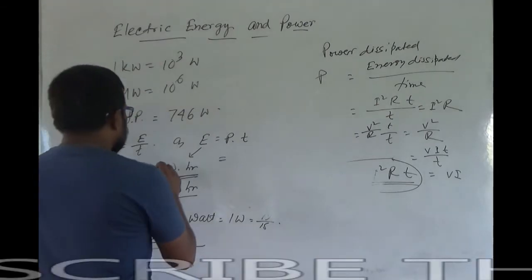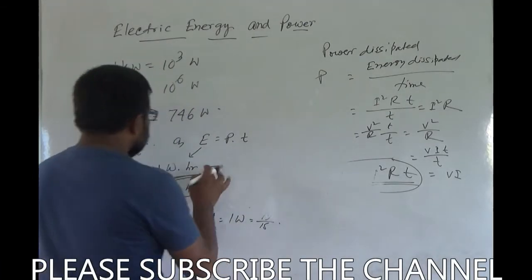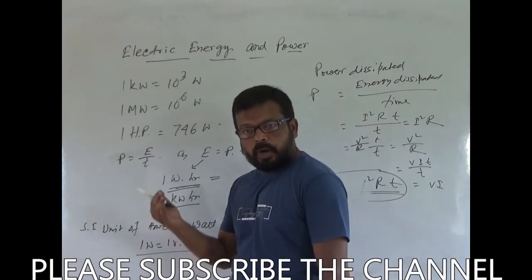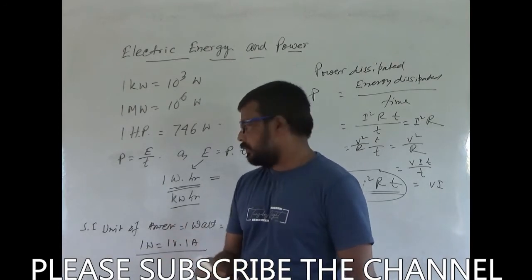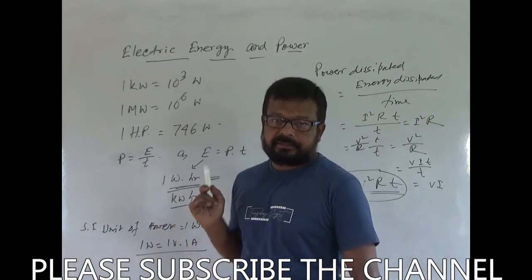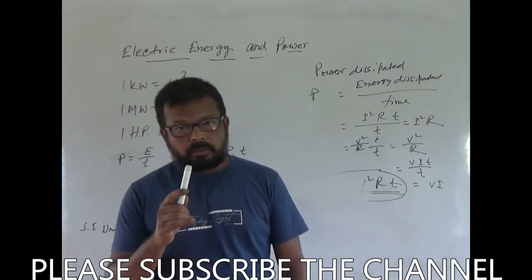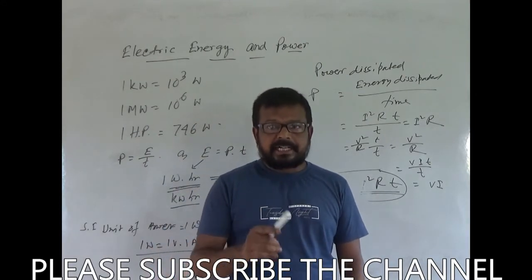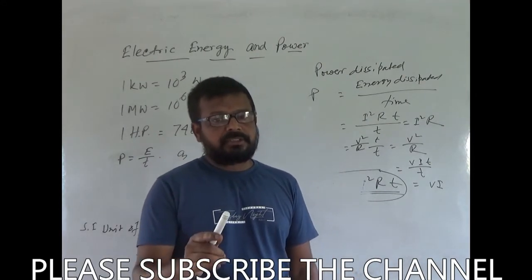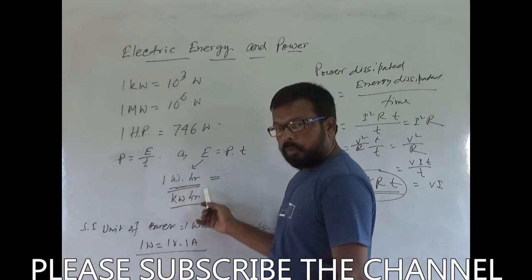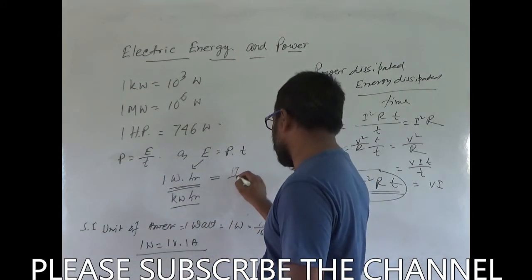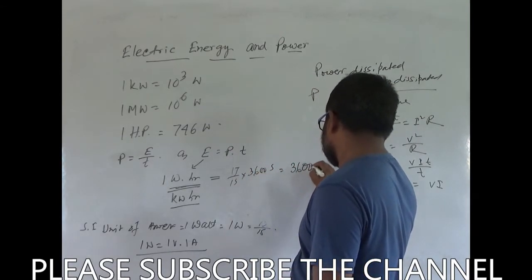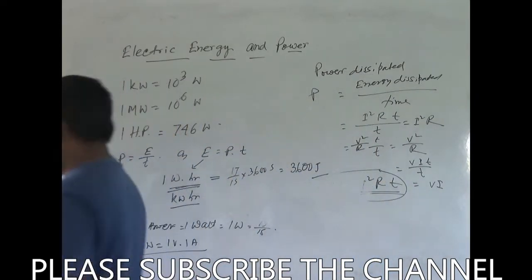Now how much energy is said to be 1 watt hour? If a 1 watt electric device runs for 1 hour, then it consumes 1 watt hour of electric energy, right? Which can be written as 1 joule per second into 3600 seconds, that means 3600 joule.